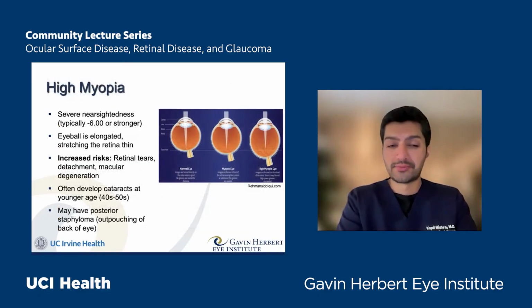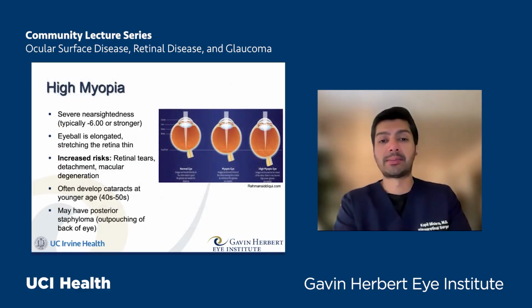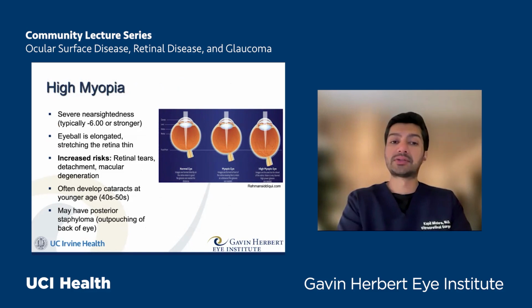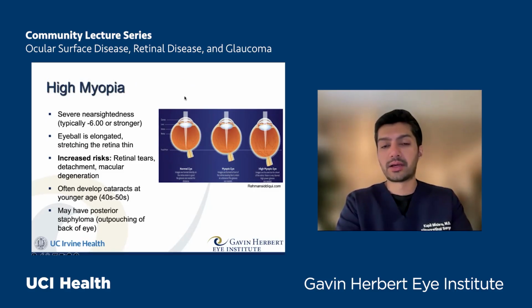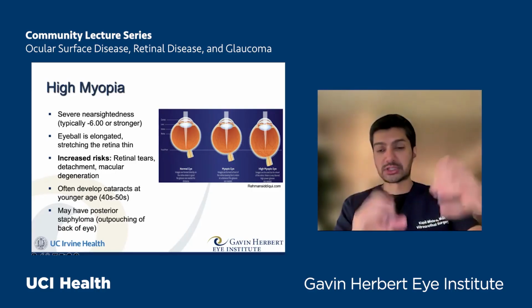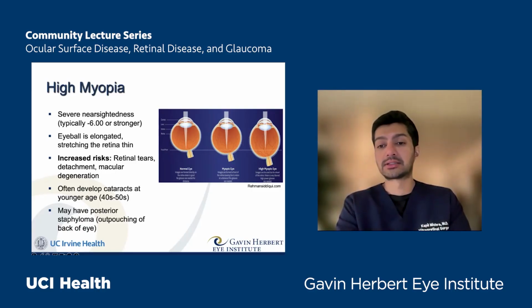High myopia is a very common condition. It really is an epidemic throughout the world. It's when you have severe nearsightedness, typically a -6 or stronger. In this image on the right-hand side of the screen, in the normal eye, the light enters the eye and it hits the retina appropriately. When a patient is myopic, the light enters and hits in front of the retina. But when a patient is highly myopic, the eye is really stretched out and the light hits the front part of the retina pretty significantly further in front.